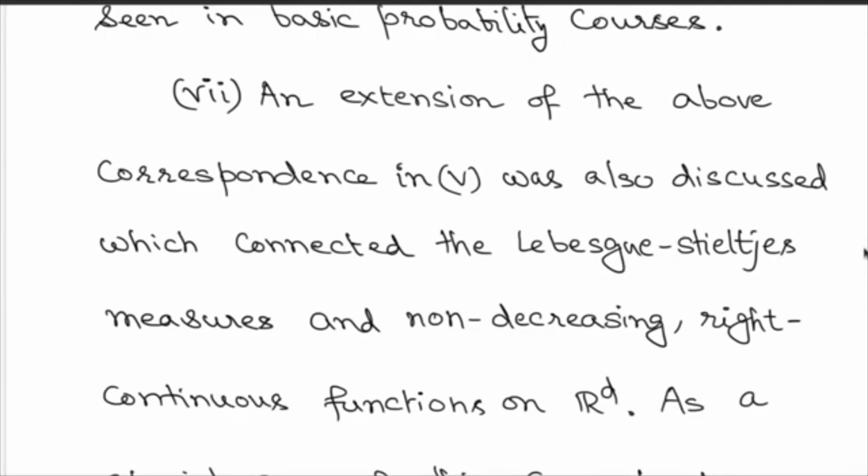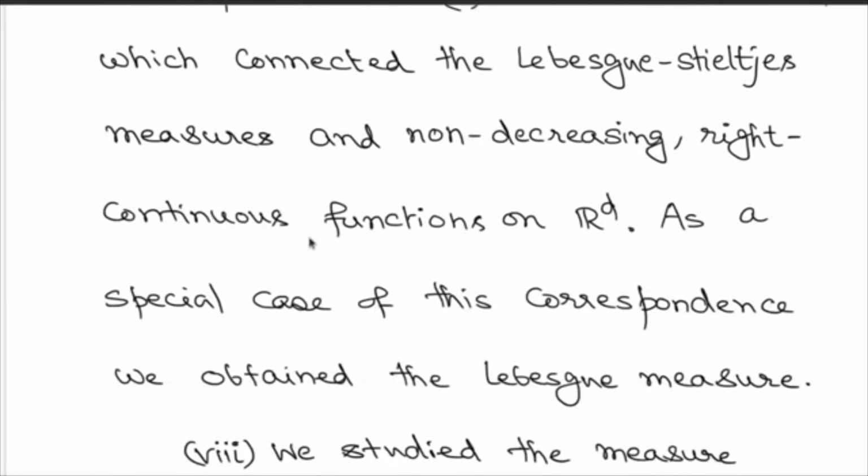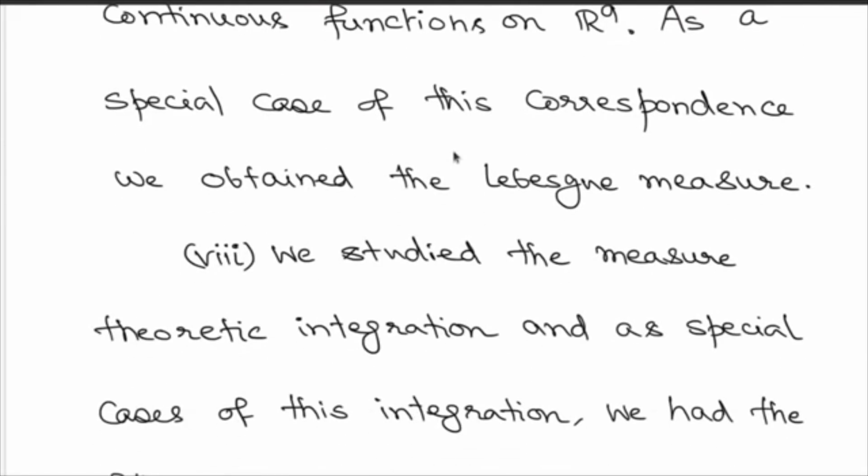Now, an extension of this above correspondence between distribution functions and corresponding probability measures was discussed, and this connected Lebesgue-Stieltjes measures on Euclidean spaces with non-decreasing right continuous functions on R^d. So this was the extension of the original correspondence that we found between probability measures and distribution functions. And as a special case of this correspondence, we obtained this special measure called the Lebesgue measure.